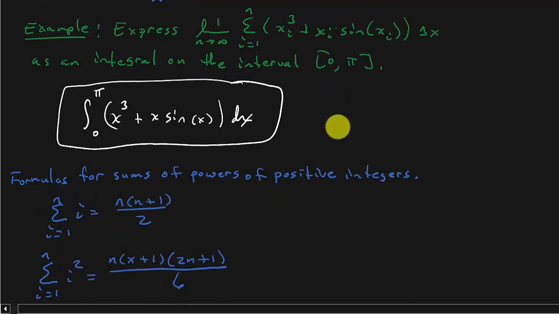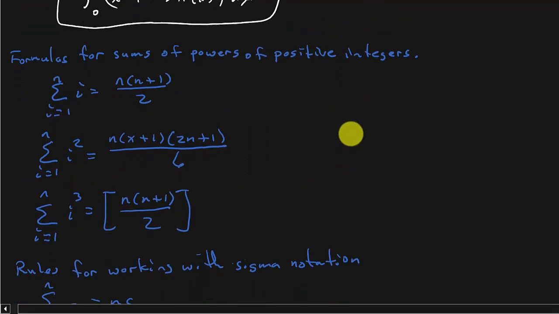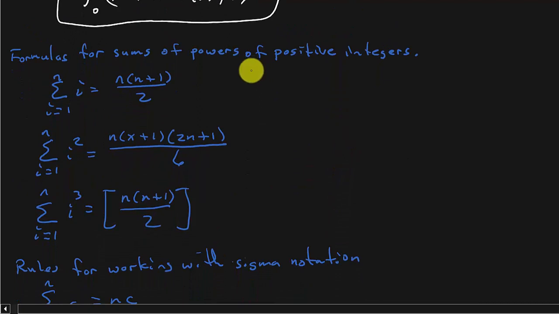All right. So, formulas for sums of powers of positive integers. Now, we're going to actually use these later on. So the sum of i from 1 to n is n times (n plus 1) over 2.